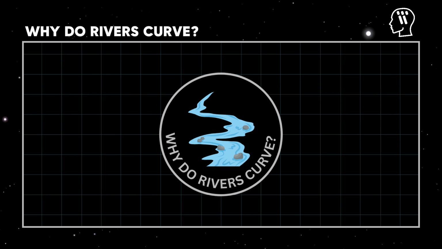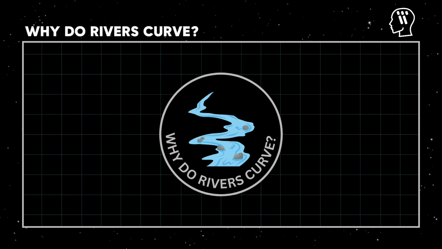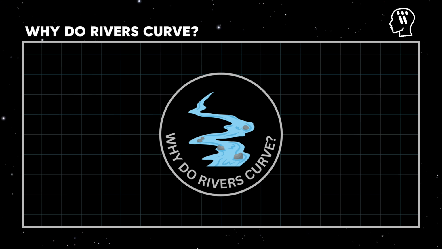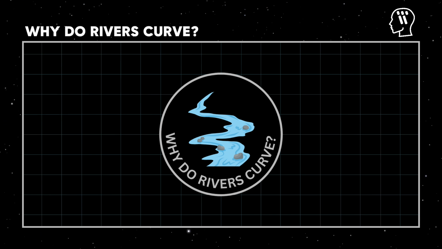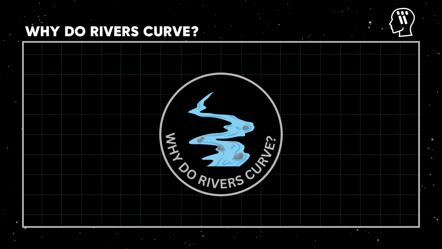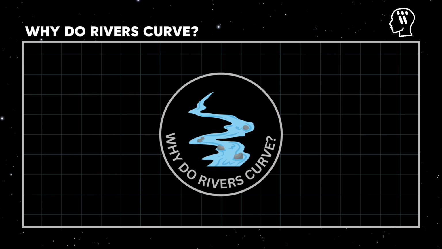Water flowing through the river is not perfectly uniform. In some places, the current is stronger, and in others, it's weaker. When the current is stronger on one side of the river, it causes the bank to erode more quickly. On the opposite side, where the current is slower, sediment starts to build up, creating what we call a point bar. This imbalance between erosion and deposition leads to the river bending and curving in a natural process that continues over time.